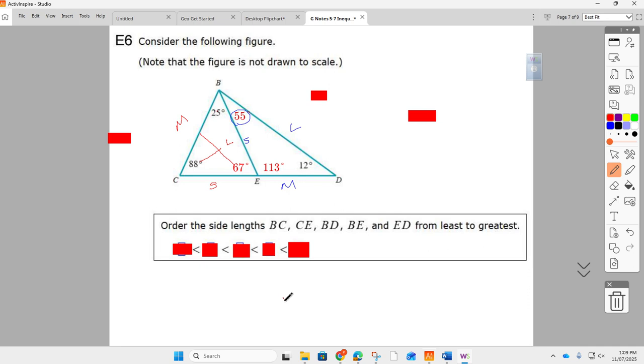Right. This side is the very shortest side of this triangle, but it's the very longest here. So if that side is the longest here, that means all the other sides have to be shorter, right? So now we're going to put them in order, right? And we'll always start with that side being in the middle.